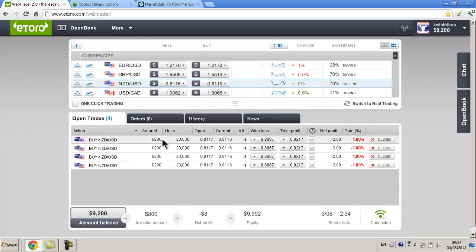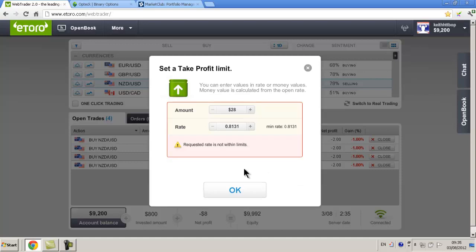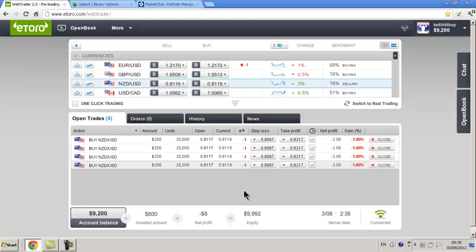The idea about this first trade here is simply to cover my costs. Okay, that's what I'm aiming for. So I'm pressing on take profit, and in here I want to put 24. Oops, that's 22. $24. Okay, the minimum amount is 28. Okay, no problem. 28.